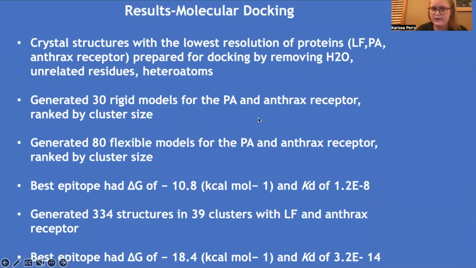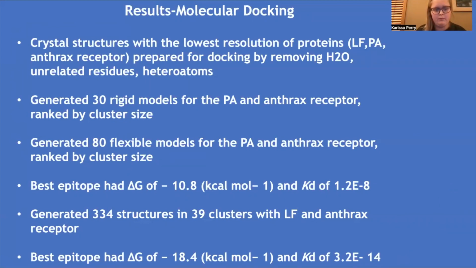So results for molecular docking. Molecular docking uses crystal structures with the lowest resolution, and they're prepared for docking by removing water, unrelated residues, and heteroatoms. Molecular docking generated 30 rigid models for protective antigen and the anthrax receptor, ranked by cluster size. It also generated 80 flexible models for the protective antigen and anthrax receptor, also ranked by cluster size.